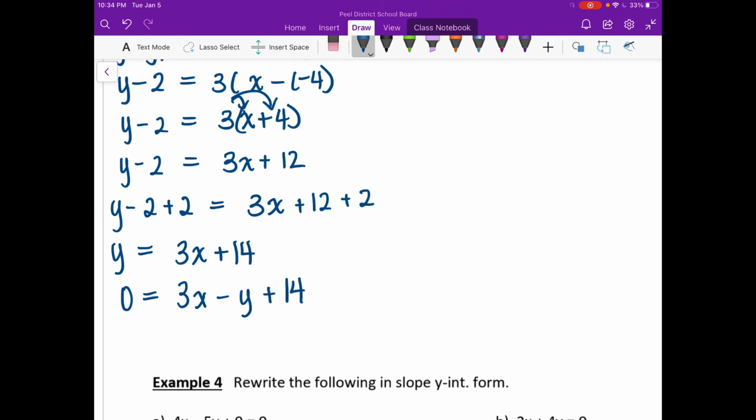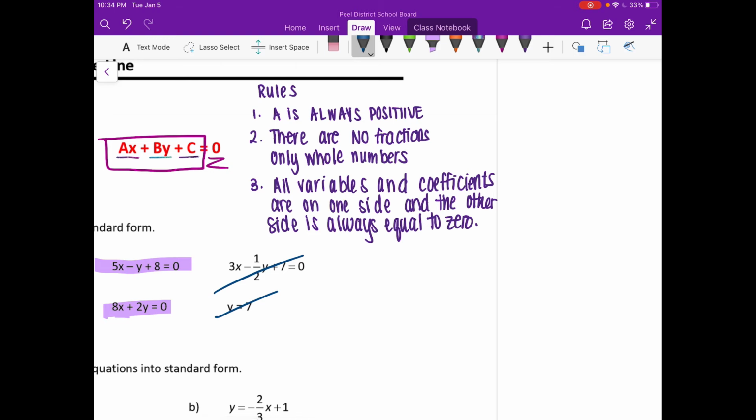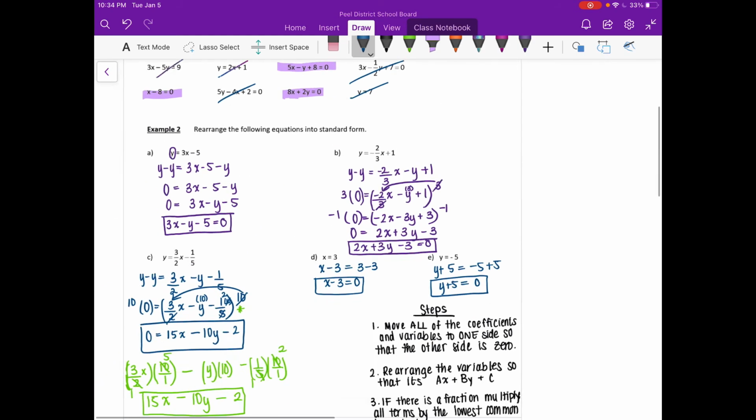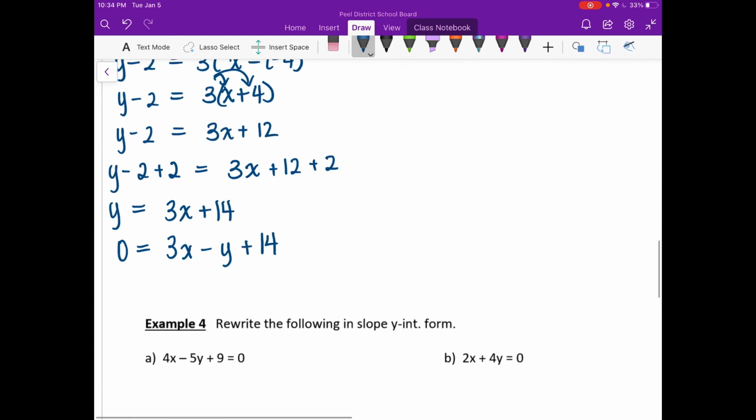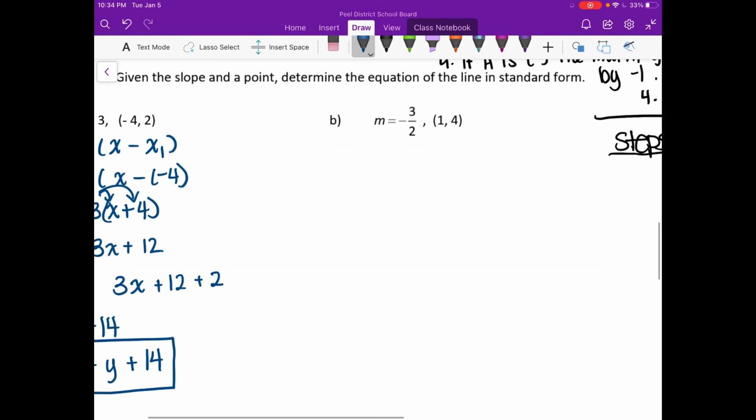Right? Now, I'm just going to go back and check my list up here. Is A positive? Yes. Are there no fractions? Yes. Are all variables and coefficients on one side and the other side equal to 0? Yes. So this is my answer. Right? And it's 3x minus y plus 14. Cool? Alrighty. So we're going to move on.